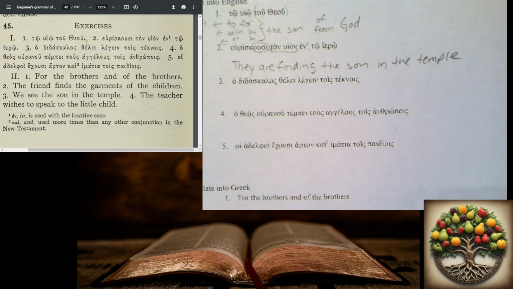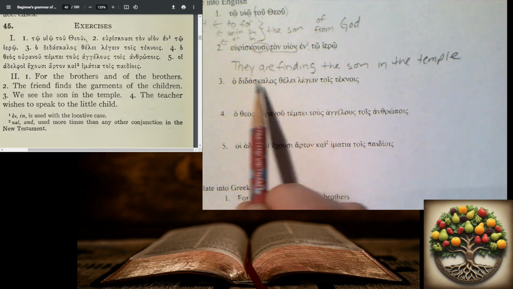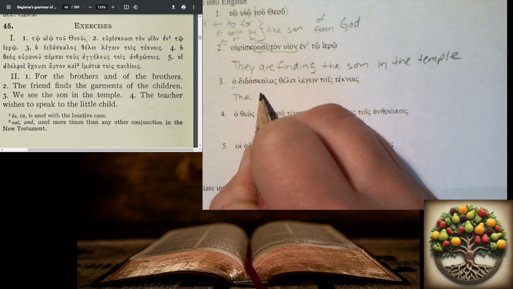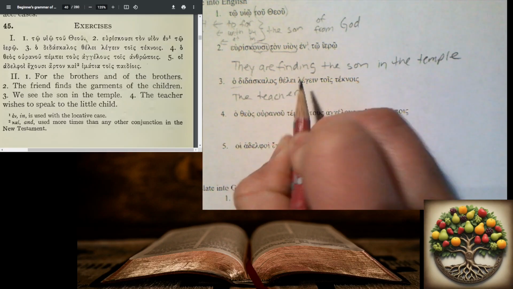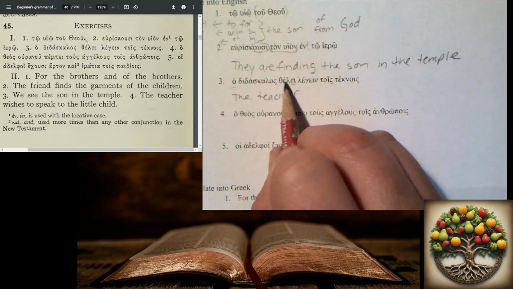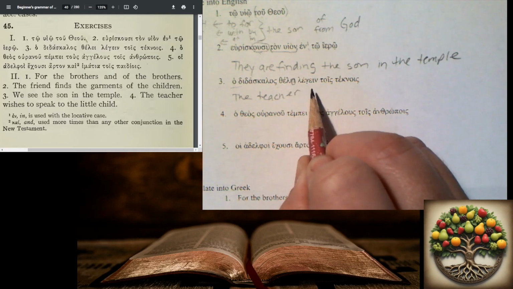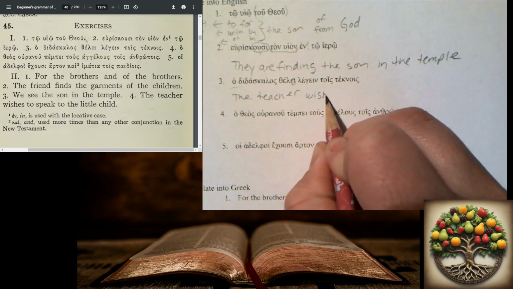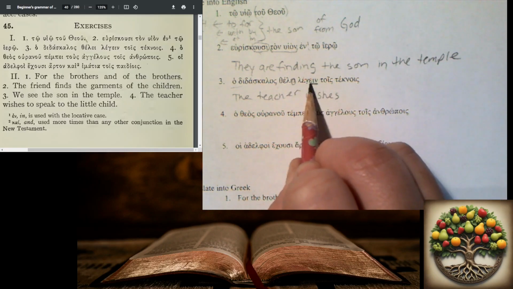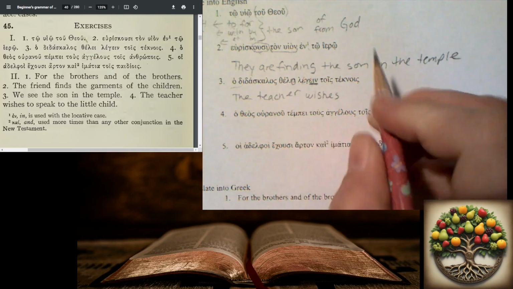Number 3, ha didaskalos theli legain tois technois. Okay, so I can see that we have our nominative singular here, the teacher. And this is our third person singular. So this is our verb. He wishes, the teacher wishes. Here we have an infinitive, and that is this ending here, legain, to speak.